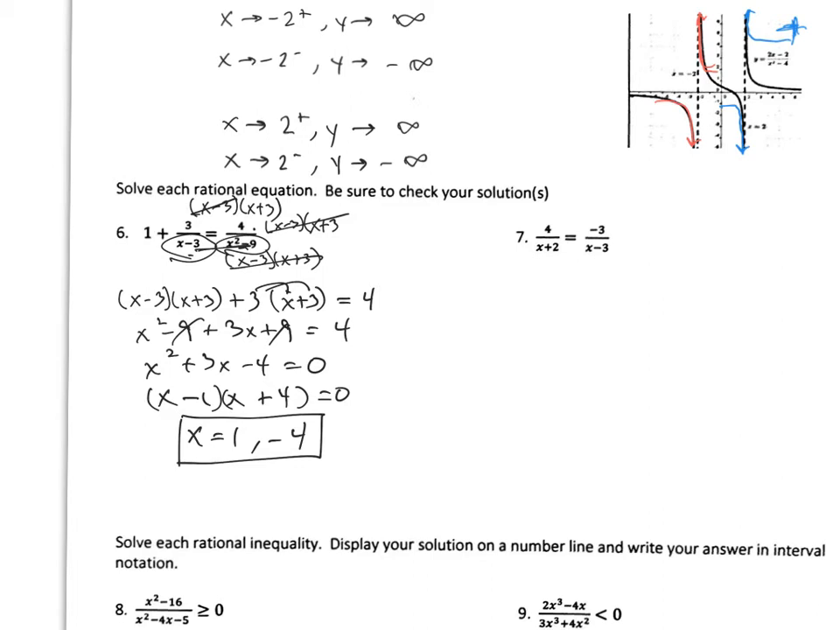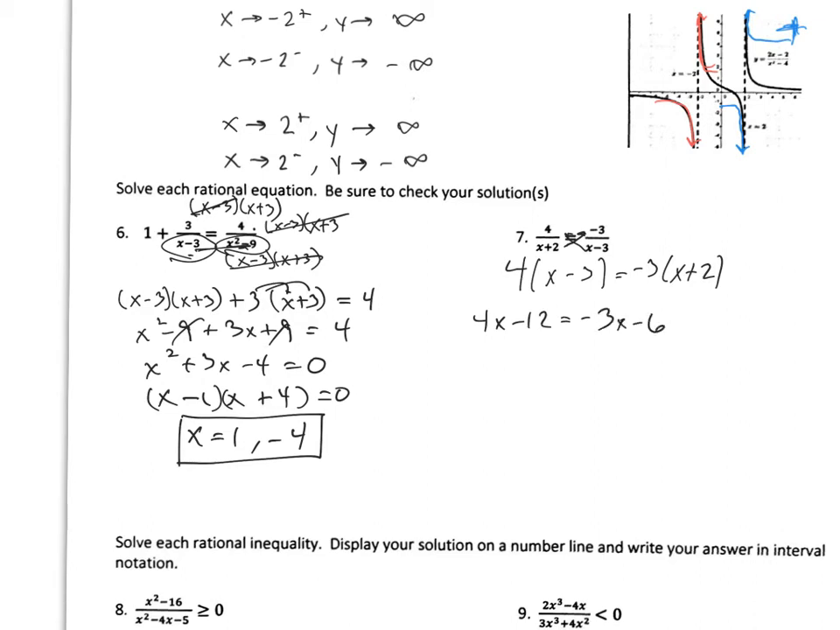Problem number 8, you could multiply by the common denominator, or you could just cross multiply, which is what I'm going to do. Doesn't matter which direction you go first. So 4 times x minus 3 equals negative 3 times x plus 2. The result is the same. We end up having no more fractions. Distribute the 4.